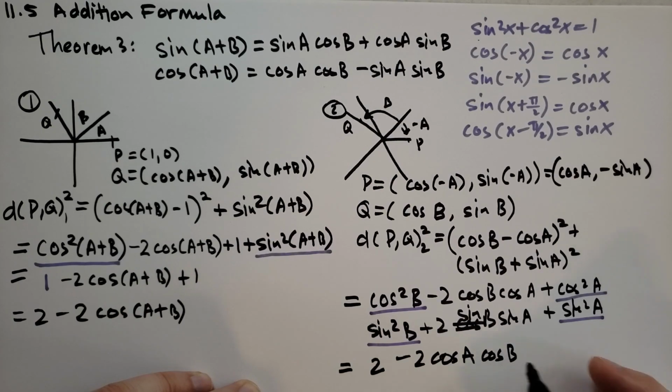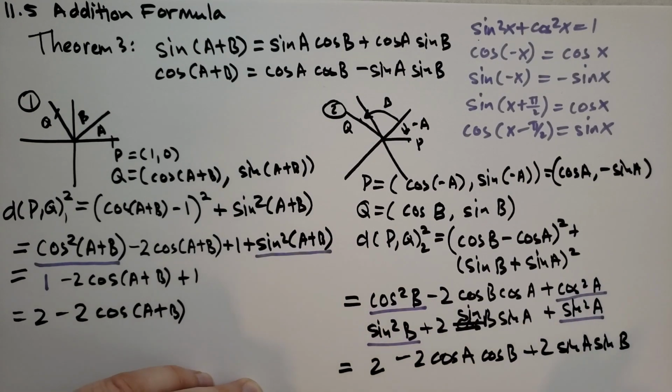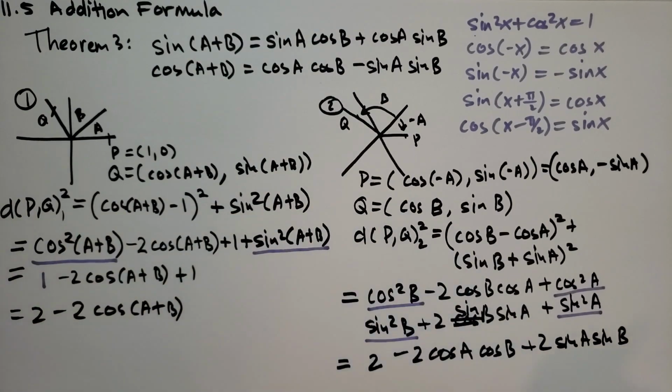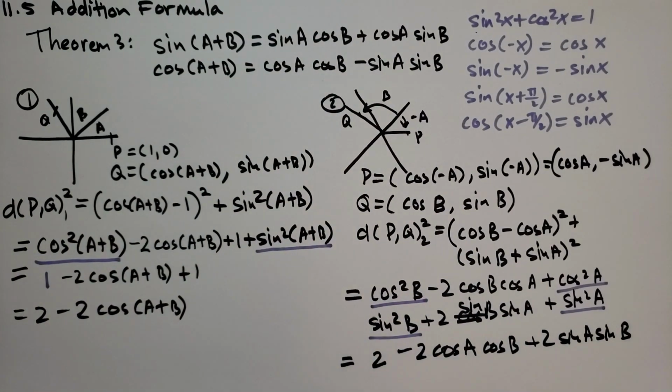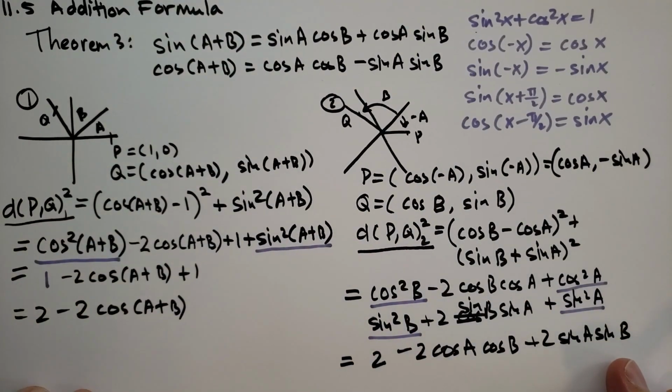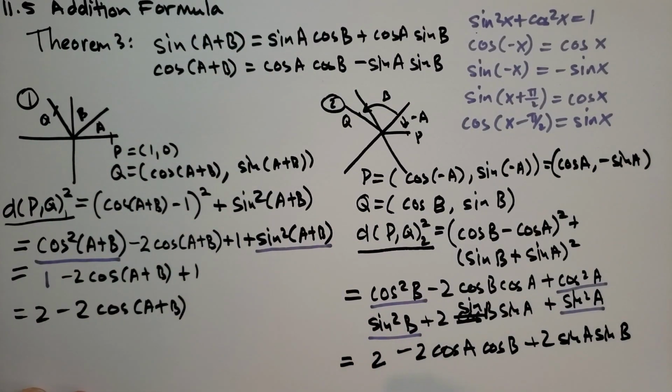So we have 2 minus 2 cosine A, cosine B. I'll just rewrite the order there. Plus 2 sine A, sine B. And these two are the distances that we've calculated using different coordinate systems, so they should be the same. Right? The distance between P and Q over here is the distance between P and Q. We didn't move the points, we just changed the way we measured them. And so we take them equal to each other.